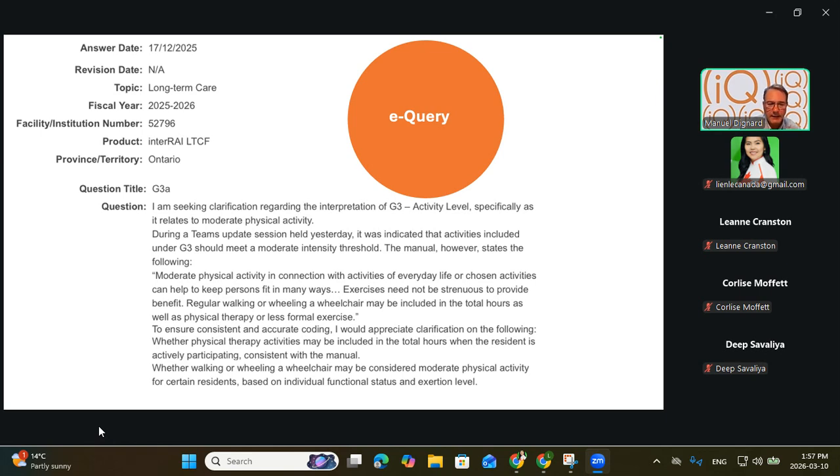Regular walking or wheeling a wheelchair may be included in the total hours, as well as physical therapy or less formal exercise. To ensure consistent and accurate coding, I would appreciate clarification on the following: whether physical therapy activities may be included in the total hours when the resident is actively participating, consistent with the manual, and whether walking or wheeling a wheelchair may be considered moderate physical activity for certain residents based on individual functional status and exertion level.